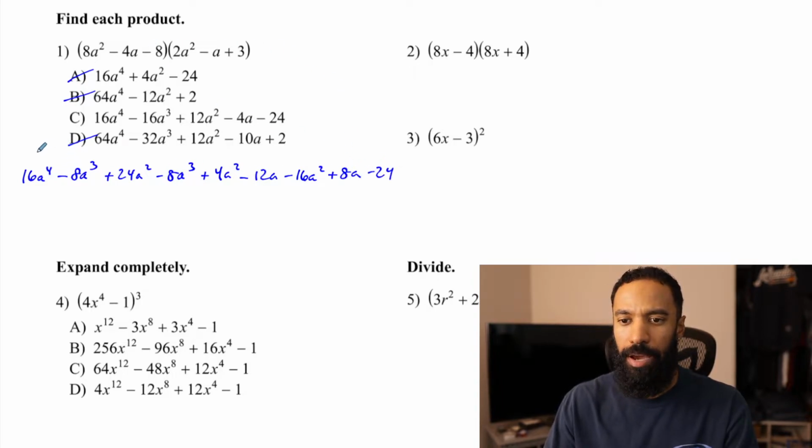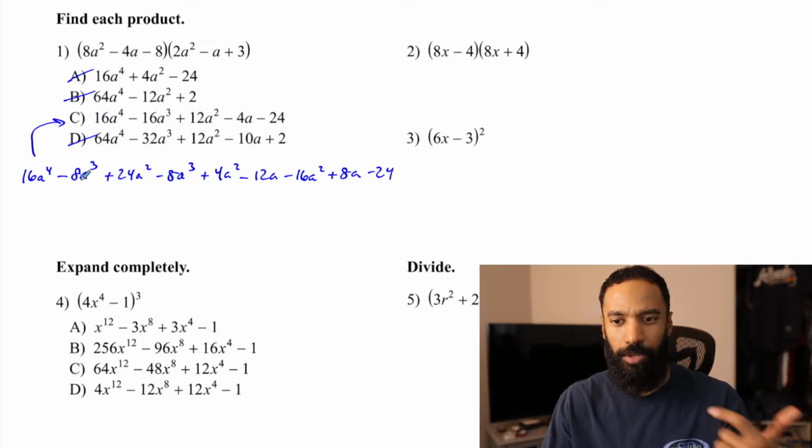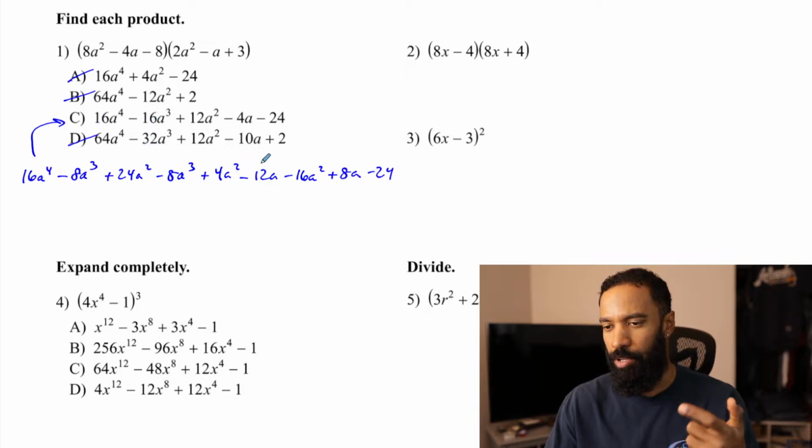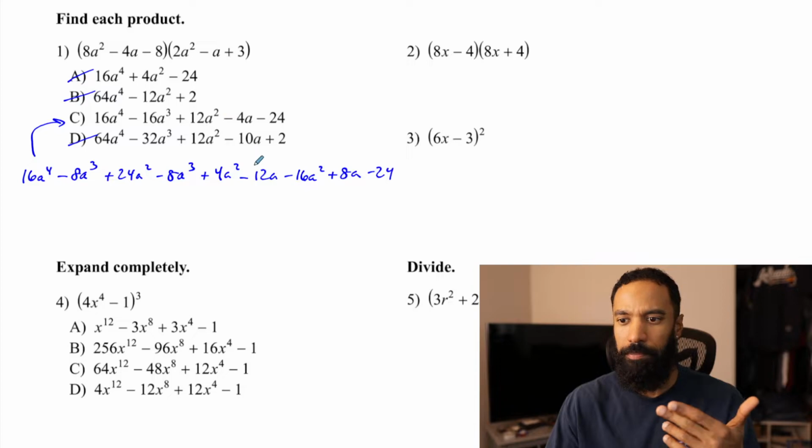So again, you combine like terms. We're going to get to that right there. It's not really worth me writing the rest. I'll call them out loud though. Negative 8a cubed minus 8a cubed is negative 16a cubed. 24a squared plus 4a squared minus 16a squared is 12a squared. Negative 12a plus 8a is negative 4a, and then negative 24 is there. And so you get c.